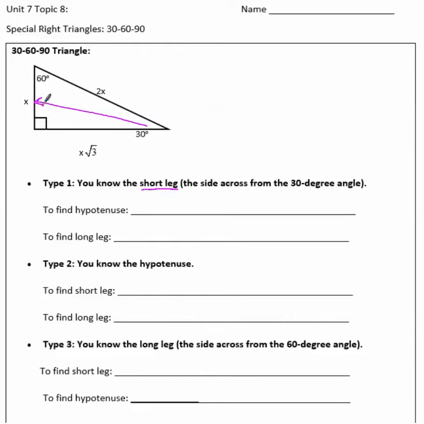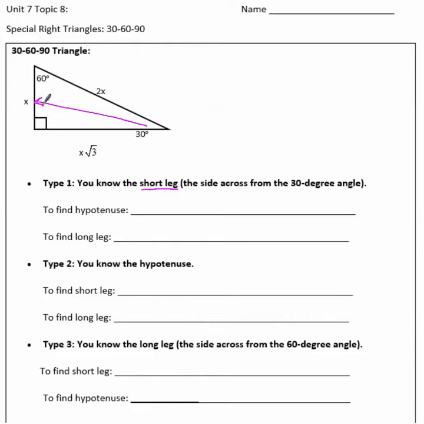If we're looking for the long leg, I'm talking about the side across from the 60-degree angle. The hypotenuse is still going to be our longest side, but it's not the long leg. The long leg is across from the 60-degree angle. To find the long leg, you multiply the short leg by square root of 3. So you know the short leg: to get the hypotenuse, multiply the short leg by 2. To get the long leg, multiply the short leg by square root of 3.